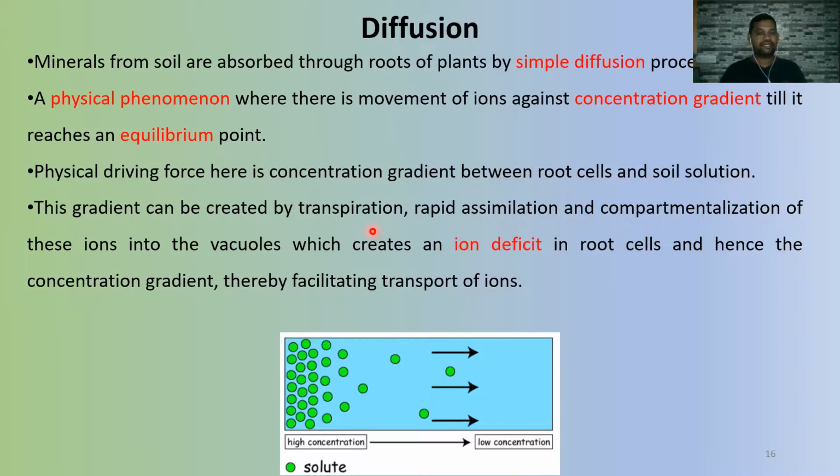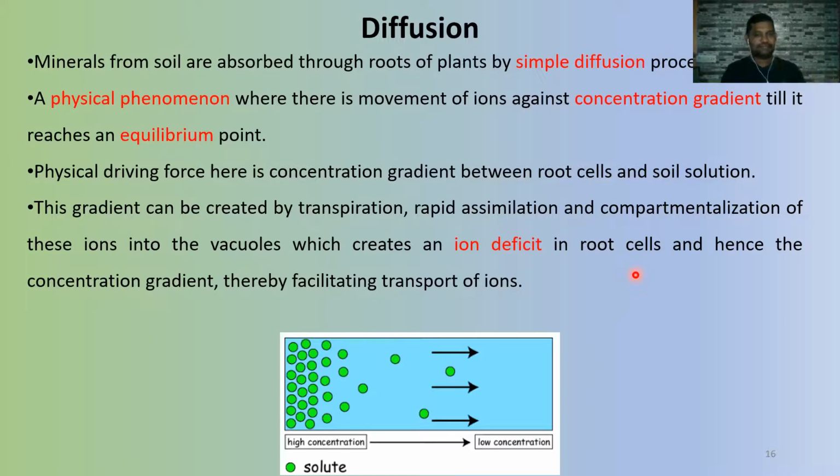Water is lost from the leaves and the aerial parts, so there is a loss of water and a difference in concentration. The ions which are absorbed by the plant cells are utilized, assimilated, or if not assimilated, compartmentalized. That means they are converted into some compound and stored within the plant cells, either in the vacuoles or somewhere else. So in the root cells, ultimately there is a decrease of the water content as well as the ion content. So between the root hair cell and the surrounding water, a gradient is now created.